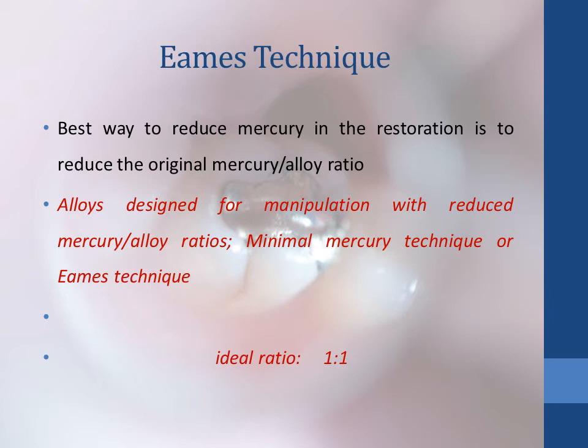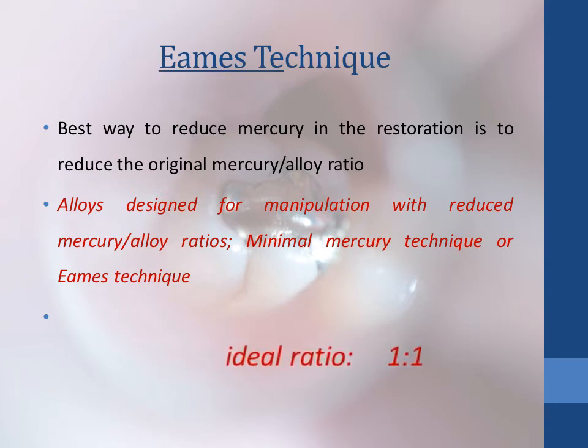Previously the mercury content was more in the alloy, and alloys are now designed for manipulation with a reduced mercury alloy ratio. The newer alloys, like the high copper alloys, require lesser mercury. This was proposed by Eames, and this is known as the minimal mercury technique or Eames technique, which states that the ideal ratio is 1 is to 1, and that brings about the ideal and the best properties in the overall amalgam filling.